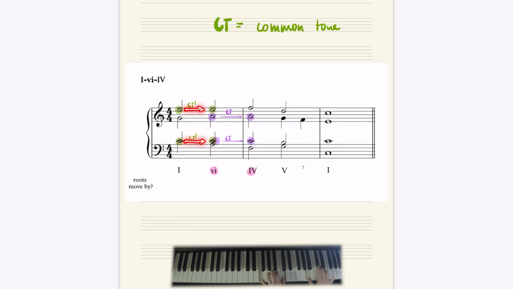Then from chord 4, we're going to move up to chord 5, and our bass moves by 1 step, which means that we have no common tones to keep. And then we have the final resolution to chord 1.